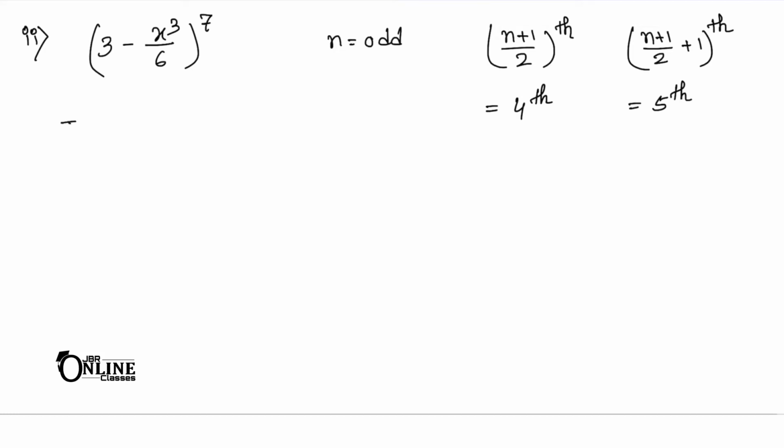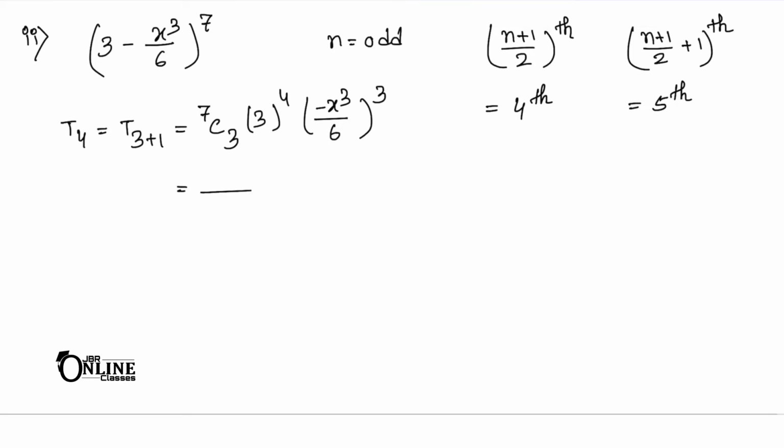So you have to first find T4, that means T3 plus 1. So your formula will be nC3. Now 3 to the power 4, and the next one, (minus x cube by 6) whole to the power cube. So that will be 7 factorial over 4 factorial, 3 factorial. Now 3 to the power 4, and that one will be minus x to the power 9, and then 1 by 6 to the power cube.